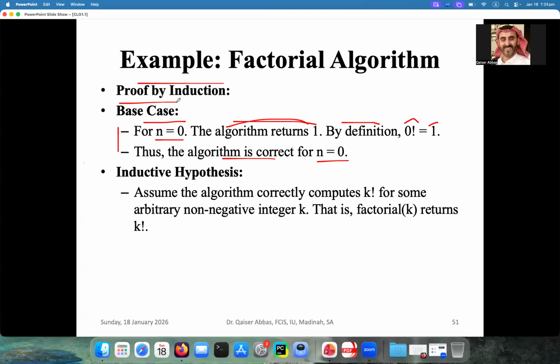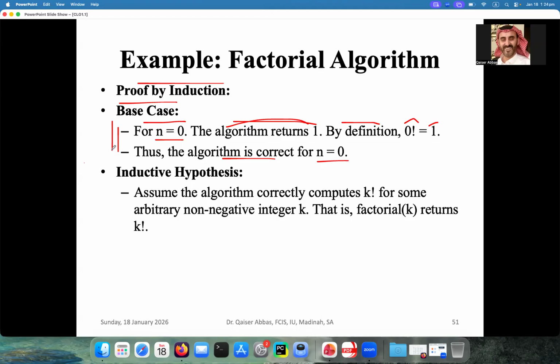Now, what is the next step? I have to assume something for k. And then what is the next step? I have to prove the algorithm for k plus 1. Again, base case is what? For the initial value of that problem. Here the initial value is 0. So we have shown that the algorithm is correct for n equal to 0.